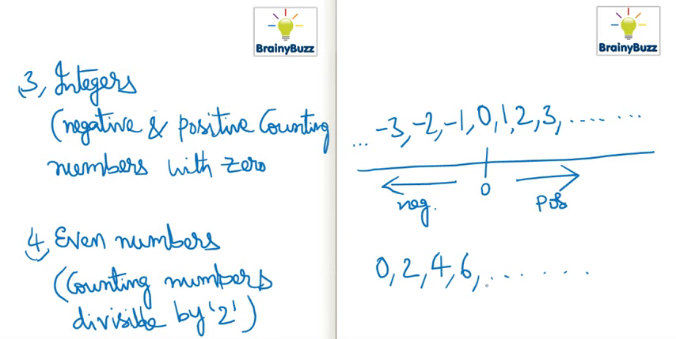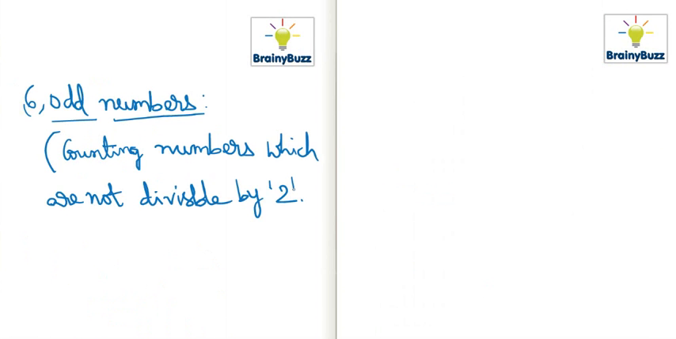And fifth one, odd numbers. Counting numbers which are not divisible by 2 are known as odd numbers. Those are 1, 3, 5, 7 and so on.